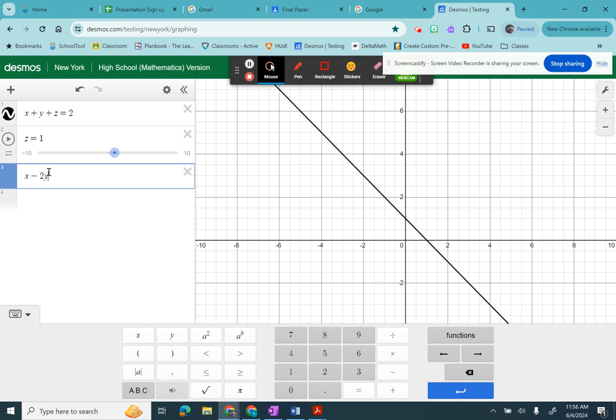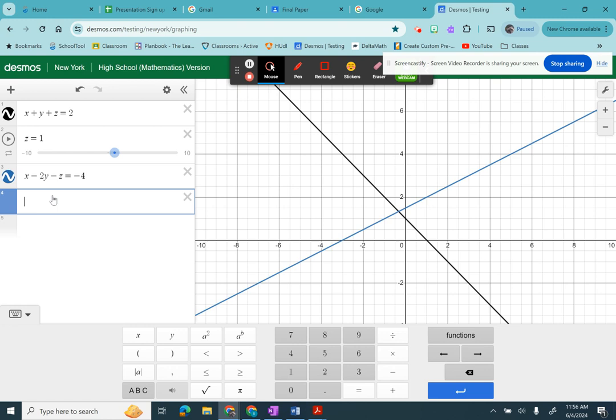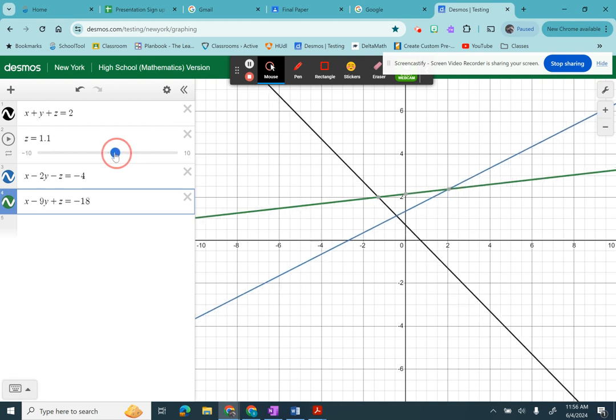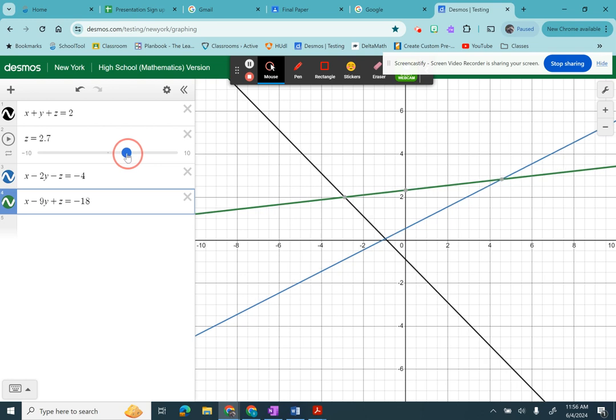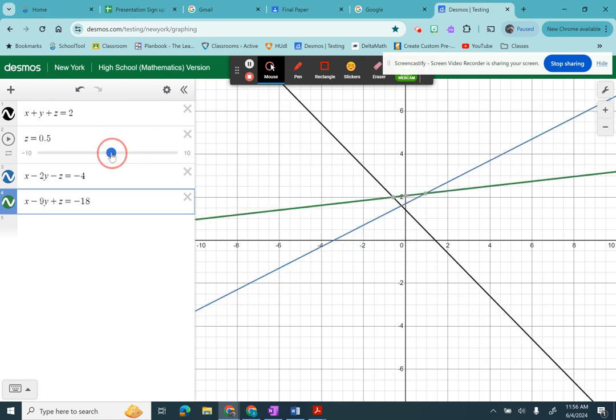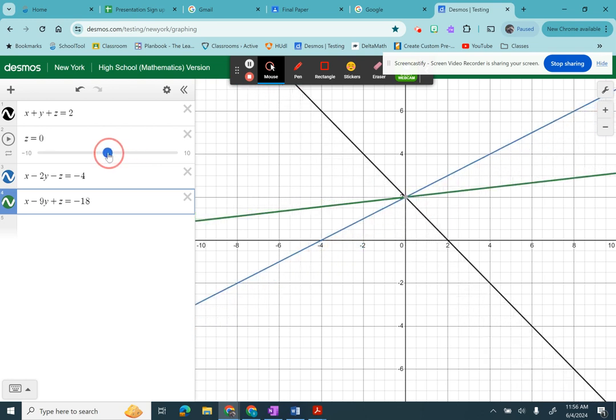x minus 2y minus z equals negative 4. And x minus 9y plus z equals negative 18. Now our goal for this system is to move the slider until all three lines intersect at the same location. If I move my slider more positive, it gets further away from intersecting. If I move it closer to 0 or more negative, eventually they do intersect when 0 is the z-value.